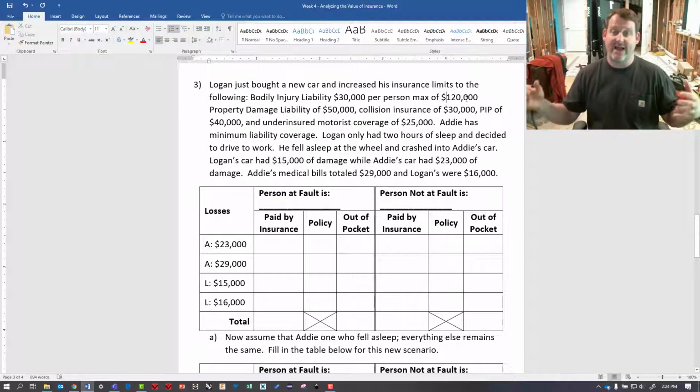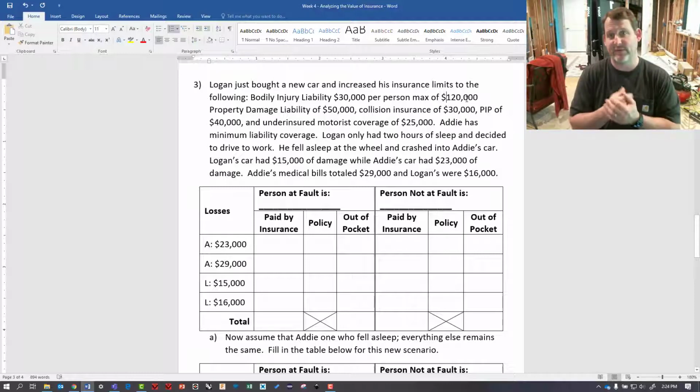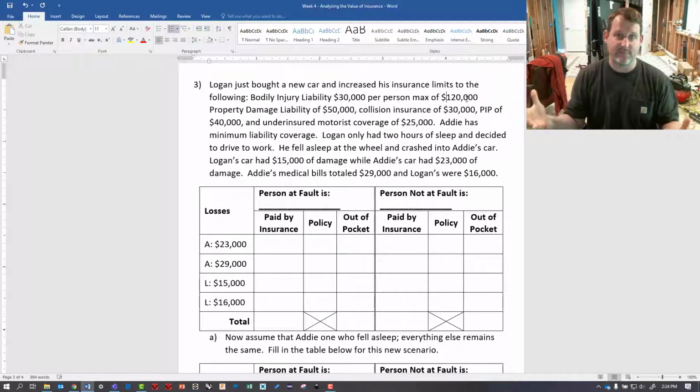So if you get in an accident with a busload of kids and every kid on there had $2,000 of injury and there were 60 kids, your insurance company would still cover it because it would be $120,000 at that point. So you wouldn't have to worry there. So it's $30,000 per person max, and then a max of $120,000 across everyone who was injured.